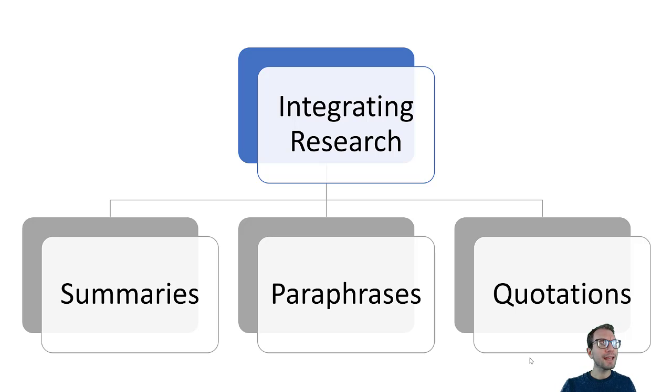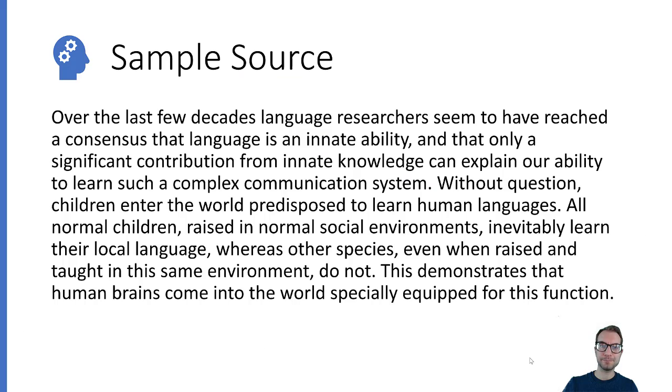Now the question is, how do we take that research and actually put it into our paper in an effective way? And there are three main strategies for doing this. You can use summaries, you can use paraphrases, or you can use direct quotations. I'm going to cover each and talk about some of the things that you might want to keep in mind in order to do this in the most effective way.